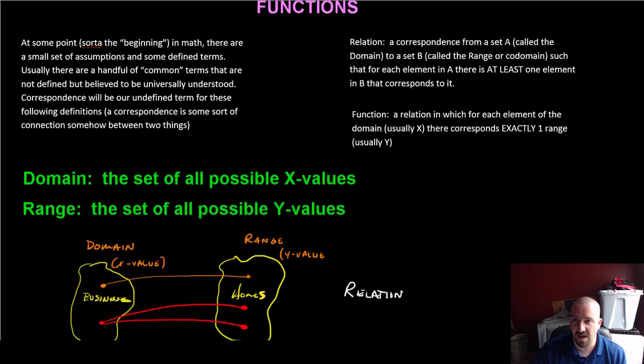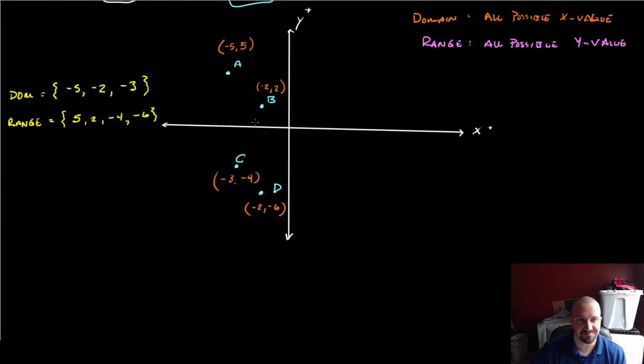So let's see if any of that is violated down here. For a relation, -5 is related to 5. All right. -2 corresponds to 2. Sure. -3 corresponds to -4. All right. -2 corresponds to -6. That's fine. So this is at least a relation. Now let's check for functionality. Remember that each element of the domain, each x, corresponds to exactly one y. So if you have a single x value that has more than one y associated with it, it is not a function. It violates the exactly one part.